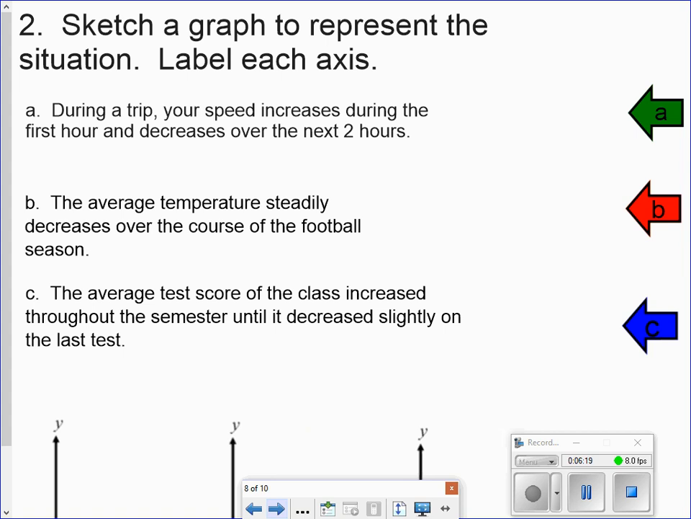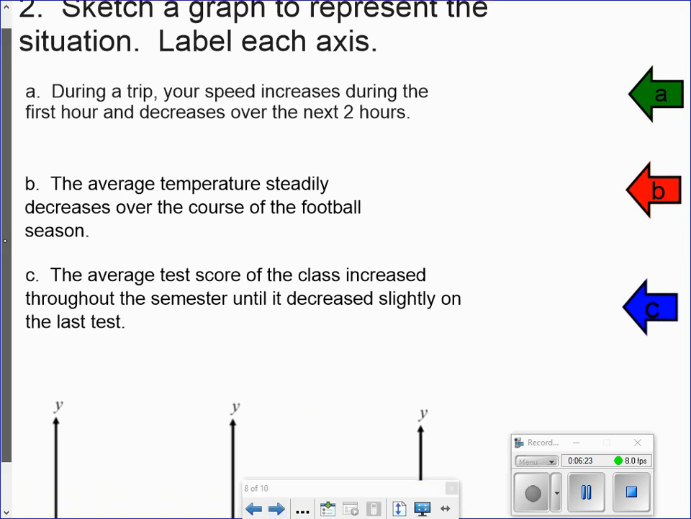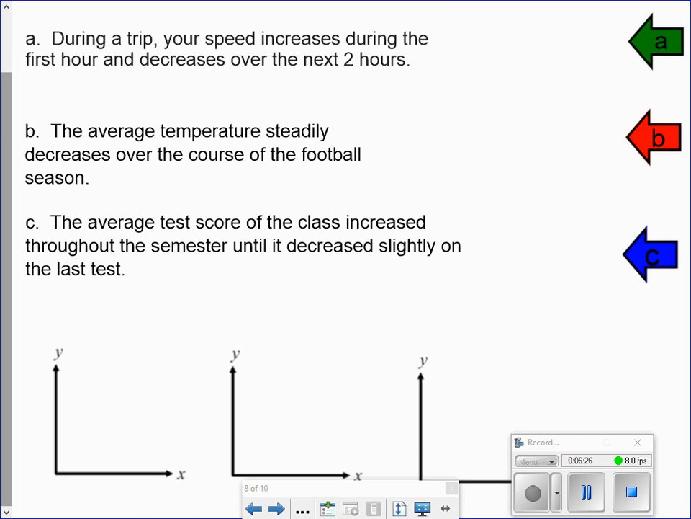Sometimes we're asked to represent a verbal description using a graph. So we're asked to illustrate whatever pattern is going on. All of these graphs have in common that they're looking at some type of quantity over time. So we look at this first one. It says during a trip your speed increases. So we show that it increases over the first hour, and then it steadily decreases over the next 2 hours. So we show that it increased, and then it started to decrease, and so you would represent that.